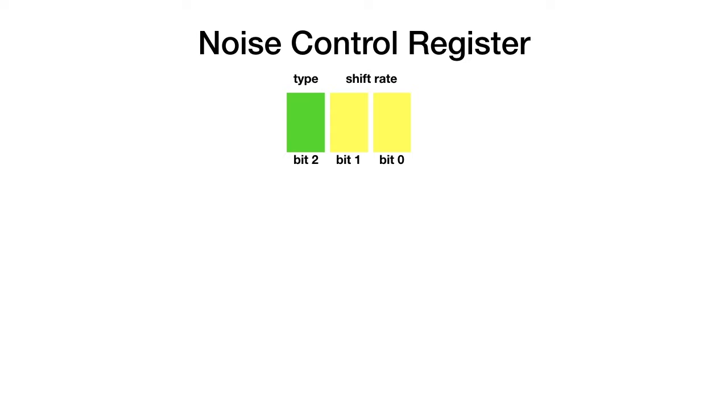Since this is a 2-bit value, we can only select 4 different modes: 0, 0 for 0, 0, 1 for 1, 1, 0 for 2, and 1, 1 for 3. The first 3 values, 0, 1, and 2, are fixed shift rates, so it's easiest to think of those modes as being low, medium, and high. Let's take a look at a table.